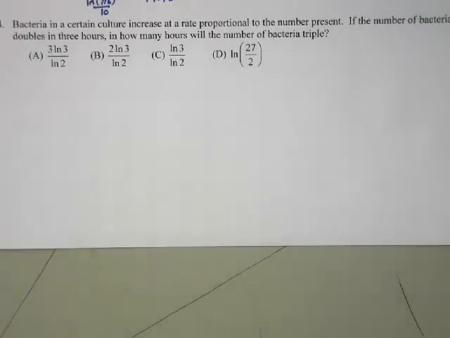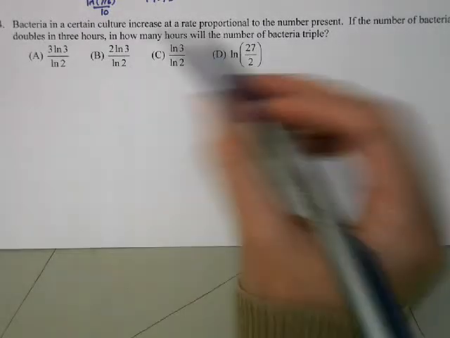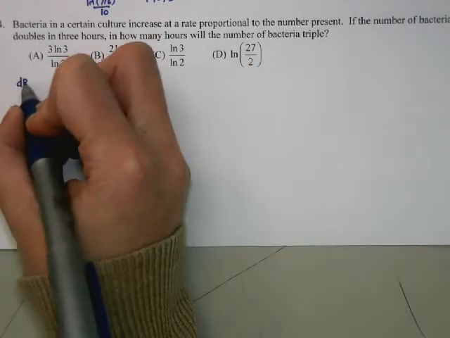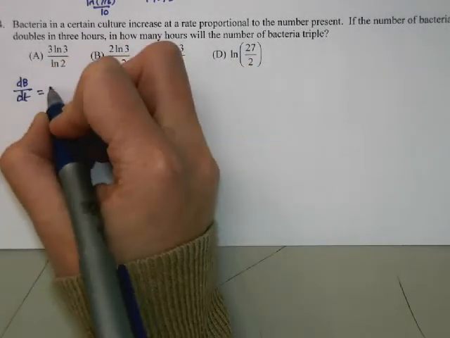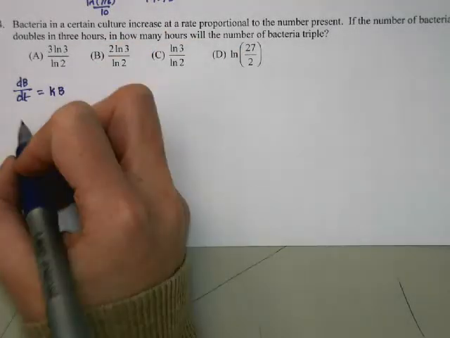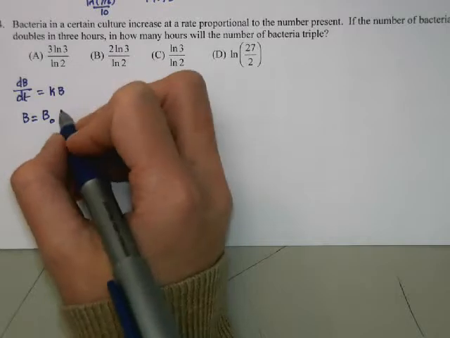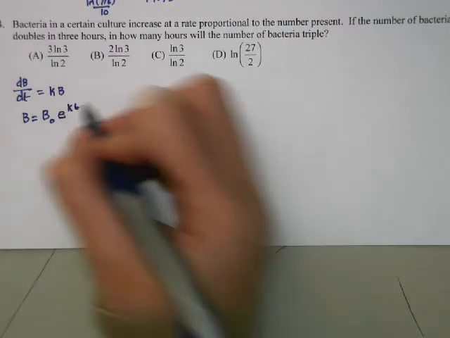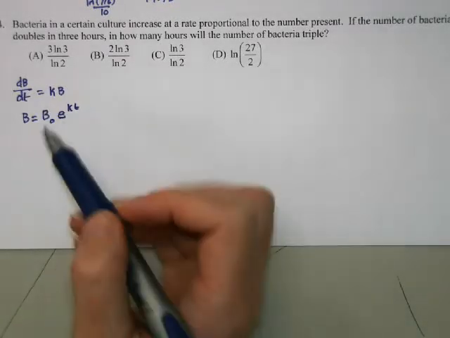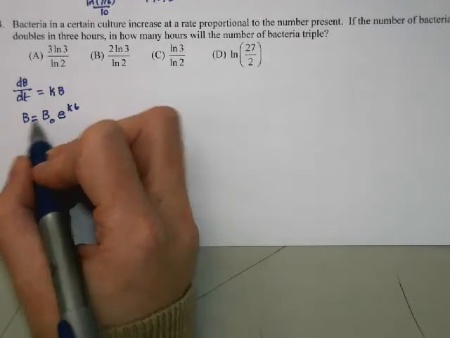Okay. Bacteria in a certain culture increases at a rate proportional to the number present. If the number of bacteria doubles in 3 hours, how many hours will it take for the number to triple? All right, so if it's directly proportional, that means dB/dt is equal to kB, which means our general solution is B e to the kt. Okay, well, just like the last one, if I'm looking for the doubling time, then that means if I divide this by this, I'm going to get 2.